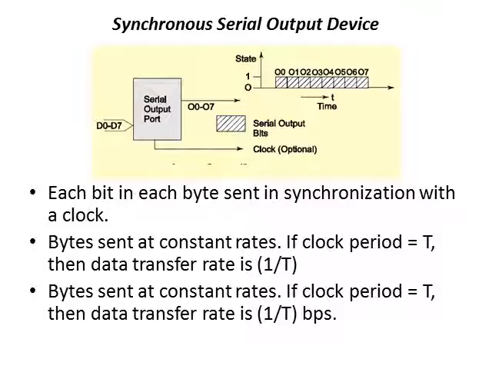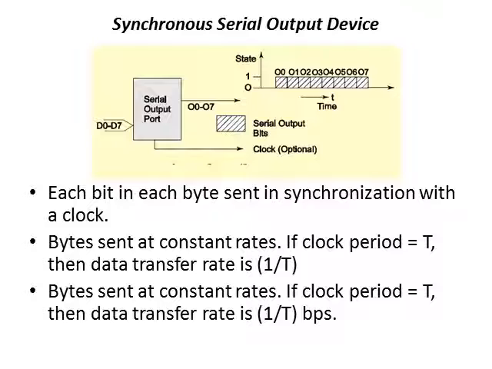The next is synchronous serial output device. Here you can see the same explanation for the diagram. If it is an input, then instead of O, it's going to be I, and the arrow mark is also inverted to the port. If it is an output, from the port the arrow mark should be outwards, and the clock signal is also outwards. And even in the state diagram you can see the changes.